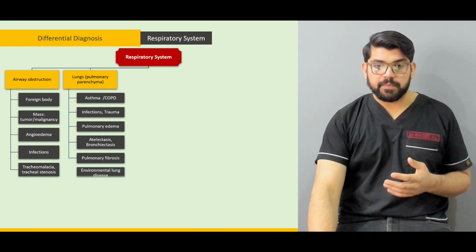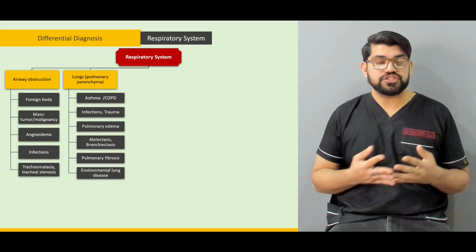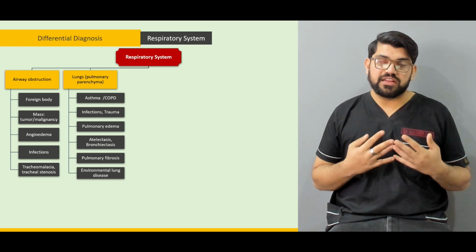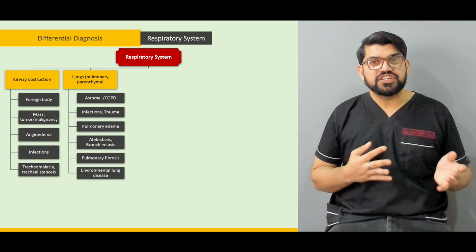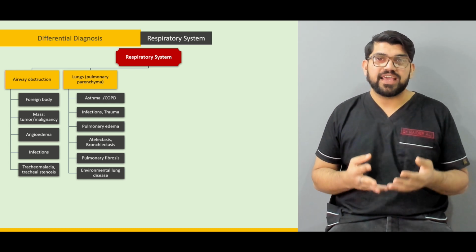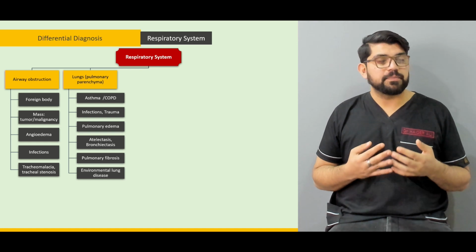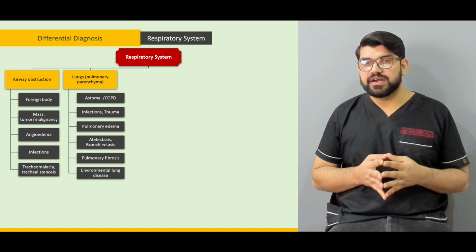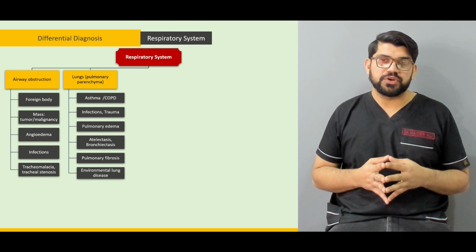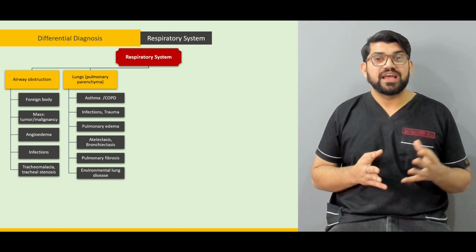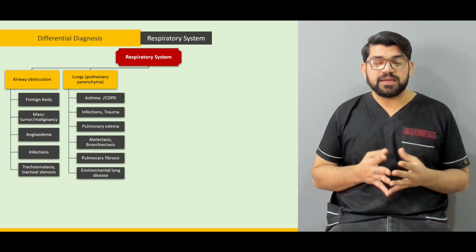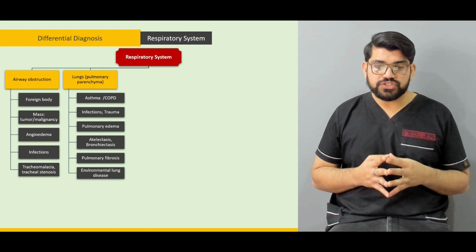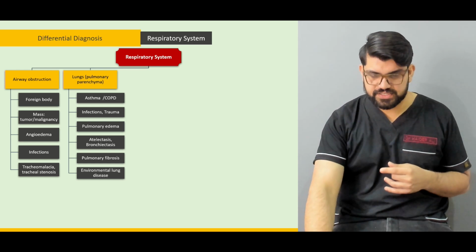Patients with environmental lung diseases, for example, coal miners or patients who work in factories that manufacture ship parts or marbles or stones, with a long-standing history, can present with environmental diseases affecting the lung parenchyma. For example, coal worker pneumoconiosis, asbestosis, silicosis. These can present with signs and symptoms of shortness of breath and lung parenchymal diseases.